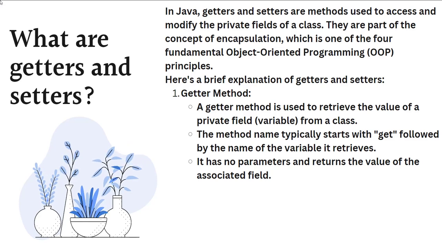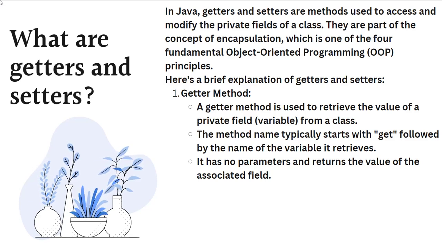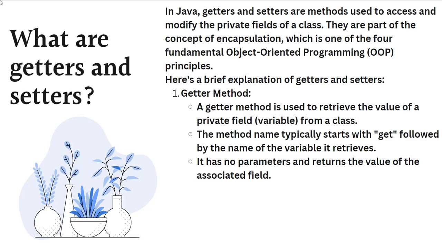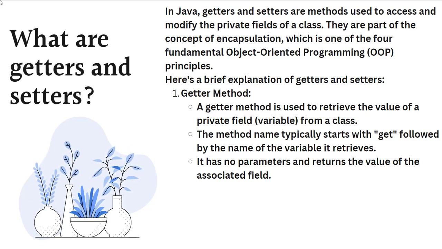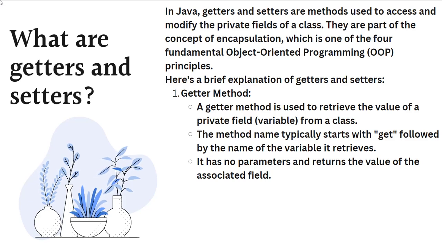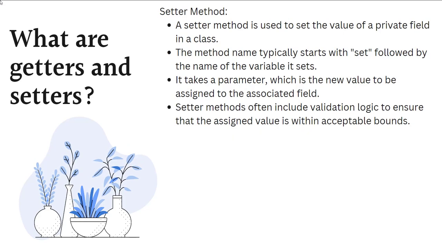A getter method is used to retrieve the value of a private field variable from a class. The method name typically starts with get, followed by the name of the variable it retrieves. It has no parameters and returns the value of the associated field.